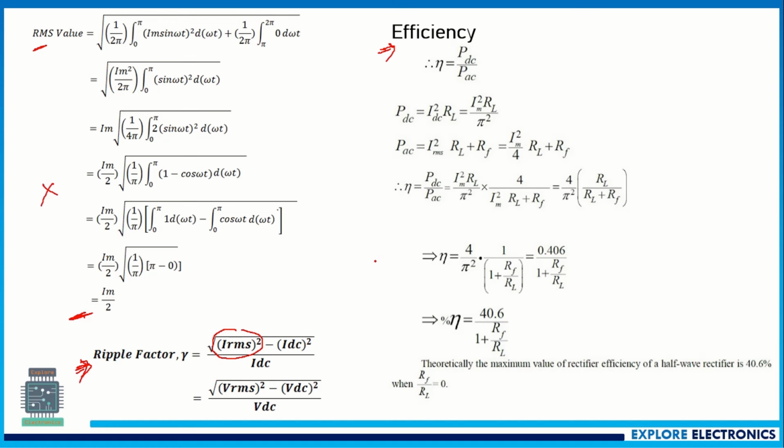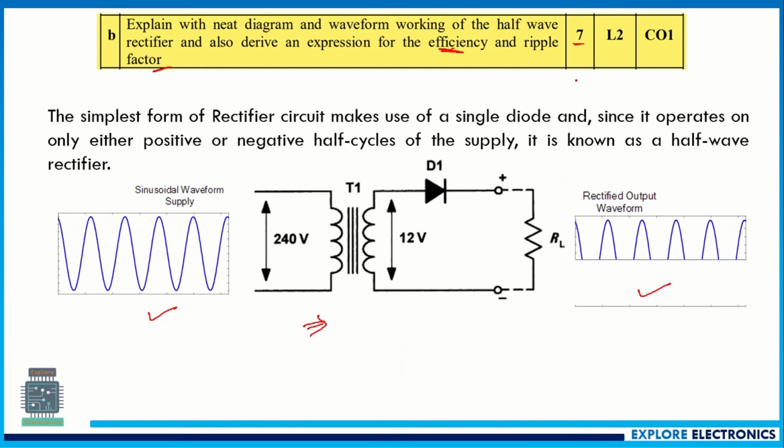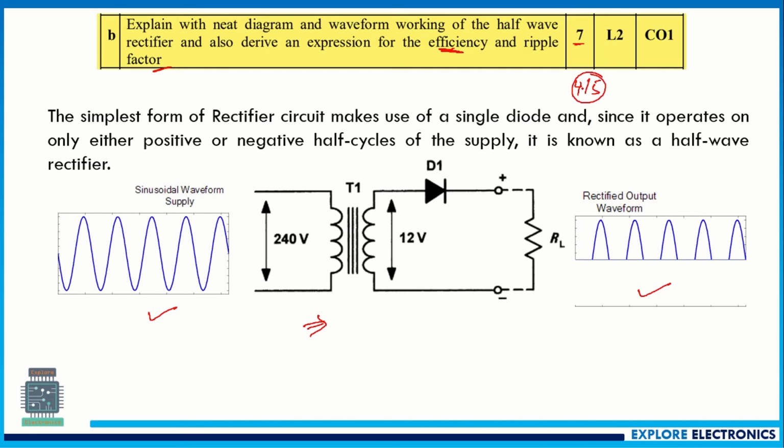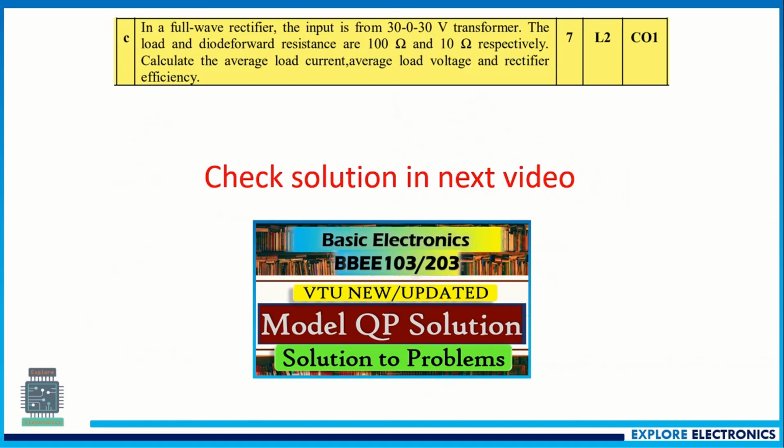expression and also efficiency. Why? Because this question is asked for only 6 marks, 7 marks. Here it carries 4 to 5 marks for the rectifier explanation and 2 to 3 marks for the derivation. So no need to derive the RMS value completely. Directly go with the ripple factor and efficiency derivation.